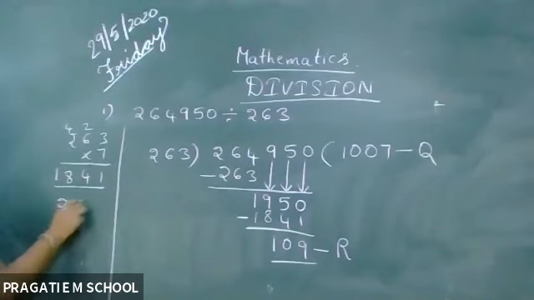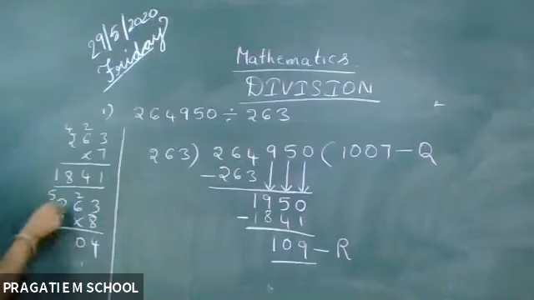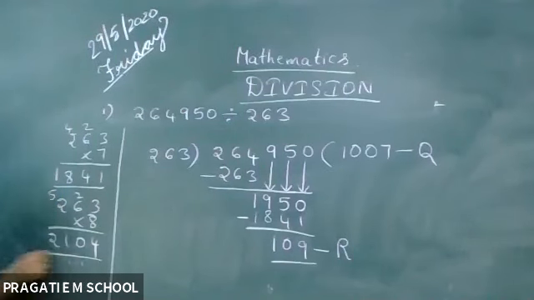You can check here 263 8. 8 3s are 24, 8 6s are 48 plus 2 is 50, 8 2s are 16 plus 5 we have 21. So 2104 we have. So we will go with 1841.